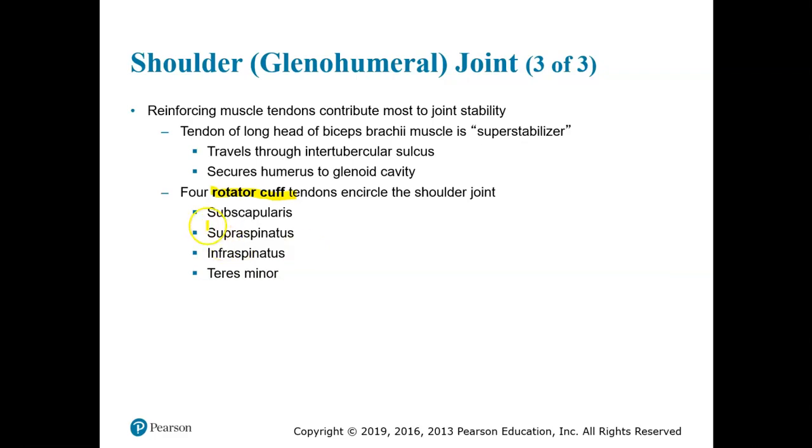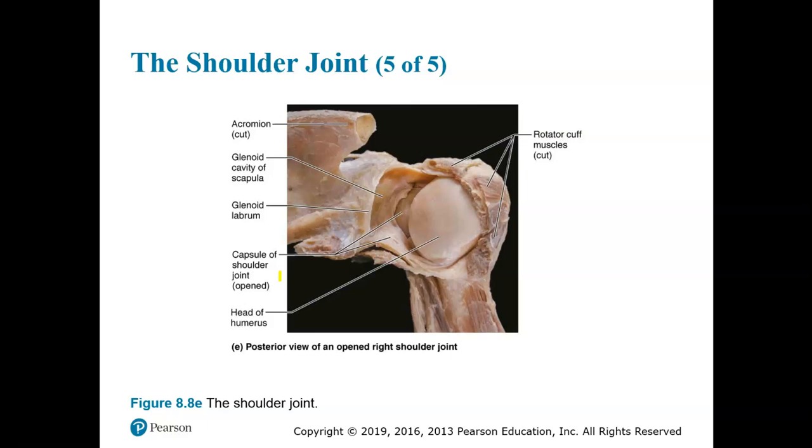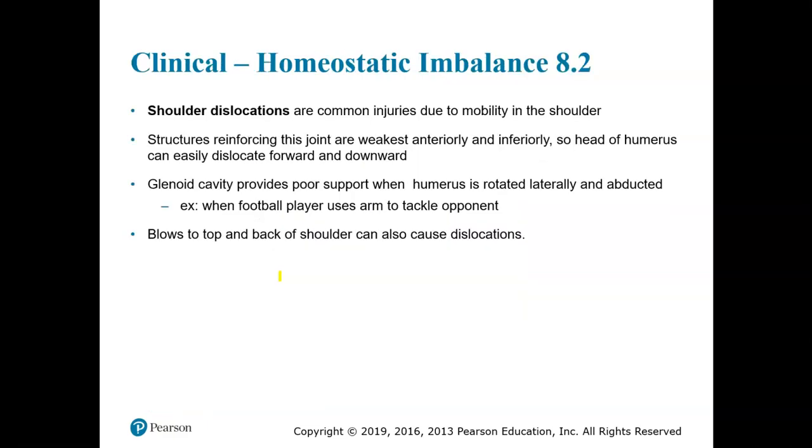Okay. So the subscapularis tendon connects the subscapularis muscle to the shoulder bones. The supraspinatus tendon is named for the supraspinatus muscle. The infraspinatus is named for the infraspinatus muscle, and the teres minor is named for the teres minor muscle. So those are the four rotator cuff muscles and tendons that surround the shoulder joint. Now, a common injury to the shoulder joint is a dislocation of the shoulder. And that is because, remember, there's greater mobility in the shoulder joint, but less stability.